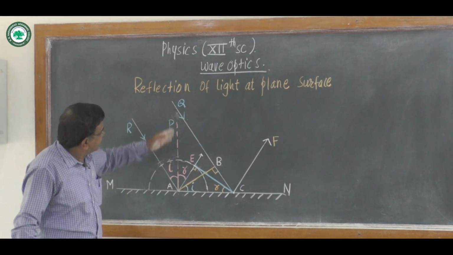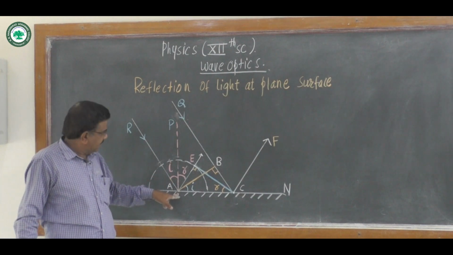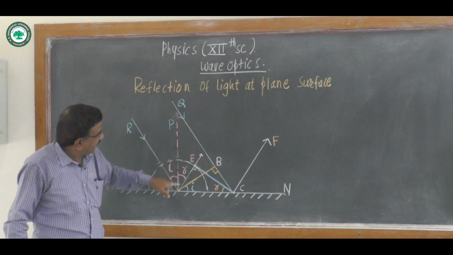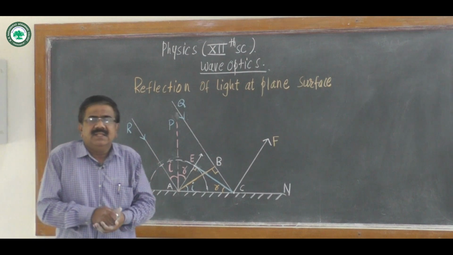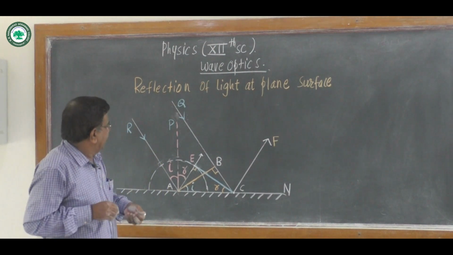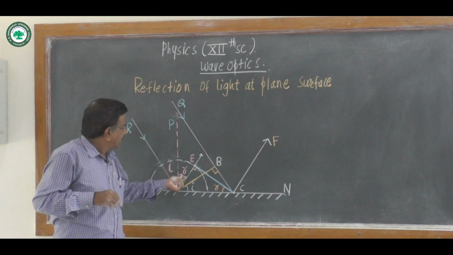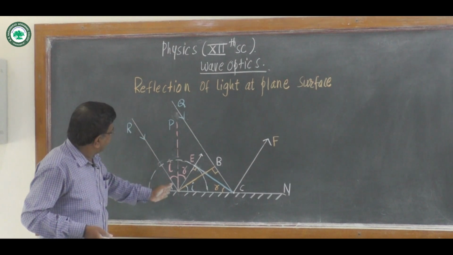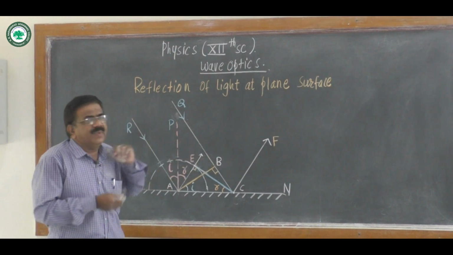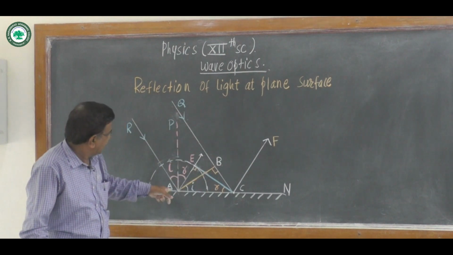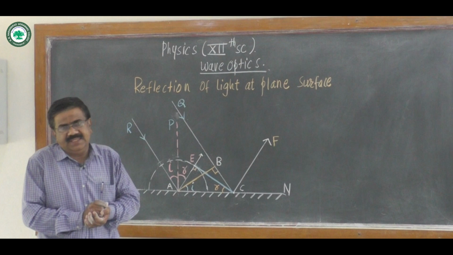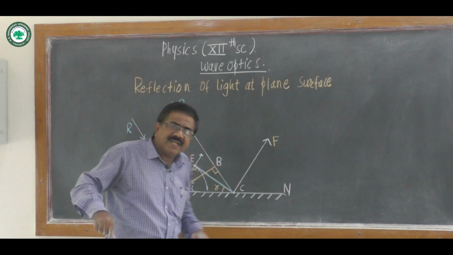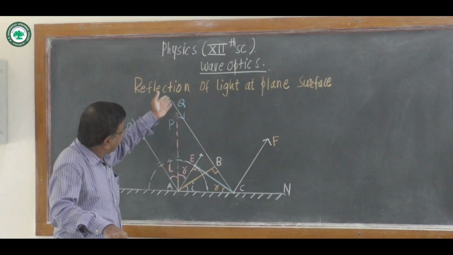The angle made by the incident ray with the normal is the angle of incidence I. The angle made by the reflected ray with the normal is the angle of reflection R. Now see here, these incident rays PA and QB are incident on the surface, and this plane wavefront AB is called the incident plane wavefront because it is bounded by the incident rays PA and QB.